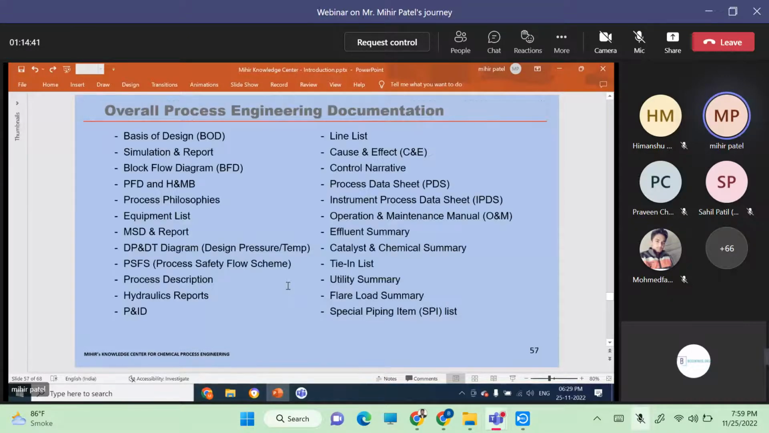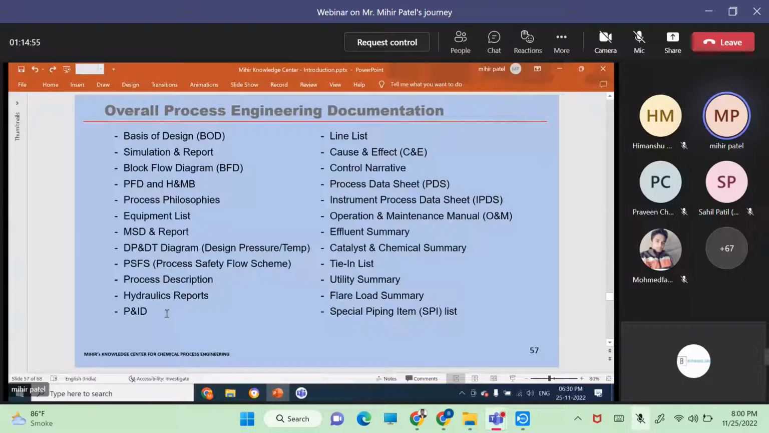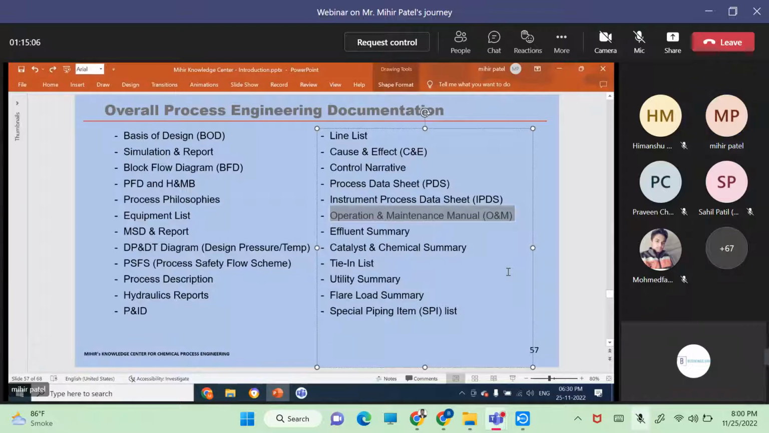Now process engineering documents, which we will quickly cover. These are the overall process engineering documentation produced in any project. Again, it depends on the scope of the project plus what stage you are producing the documents, as I explained: pre-feed, feed, detail engineering. So that all depends. For example, the operation maintenance manual is only a detail engineering document. You do not produce this in a feed stage. So it depends on the document, and according to that, the documents are produced.